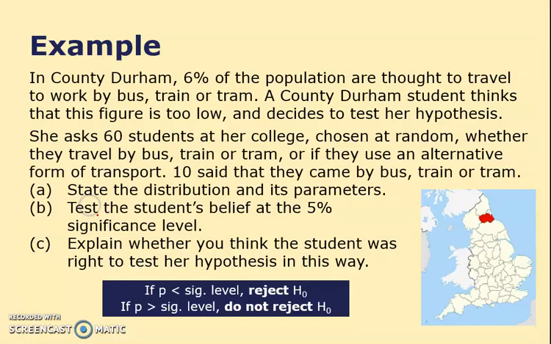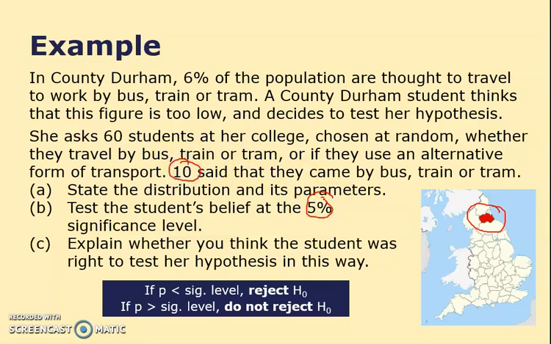Let's do another question. In a county up in the northeast, County Durham, 6% of the population are thought to travel by bus, train or tram. A County Durham student thinks this figure is too low. Obviously they think it's higher, perhaps because they were students all the time, and decide to test her hypothesis. She asked 60 students, and 10 said they came by bus, and test it at the 5% level.